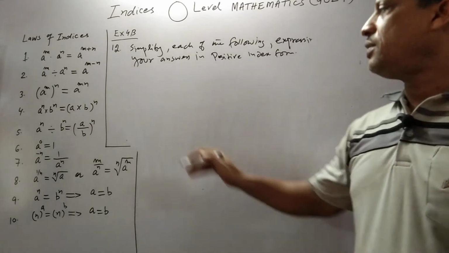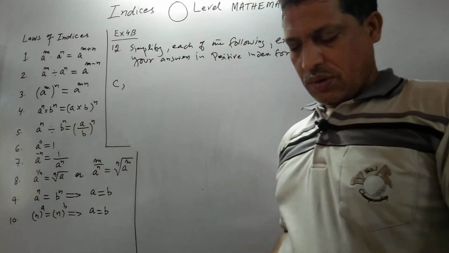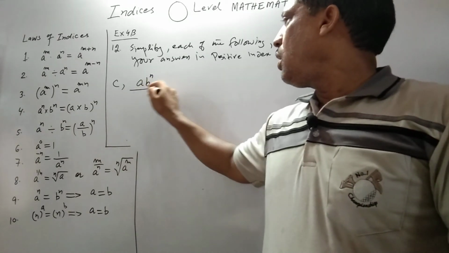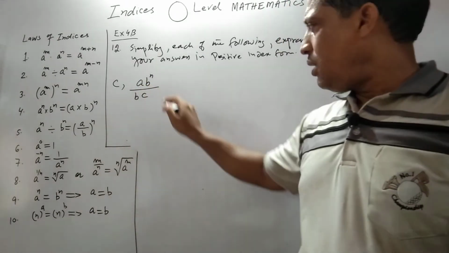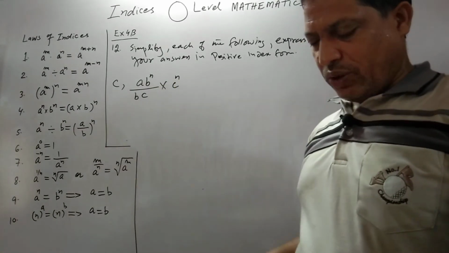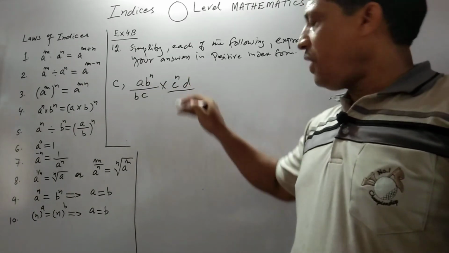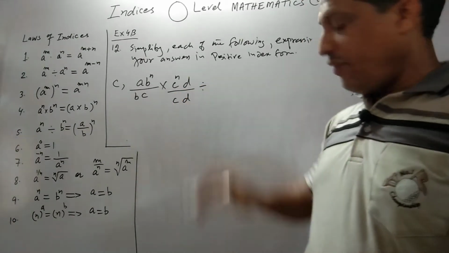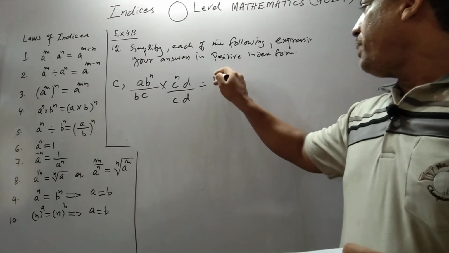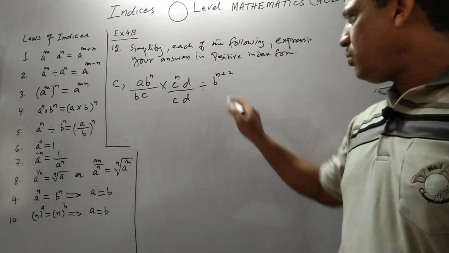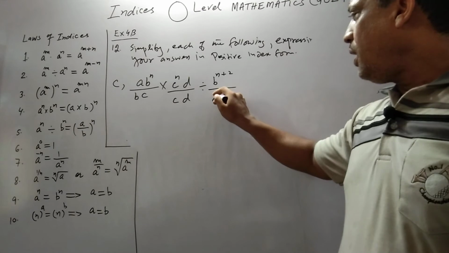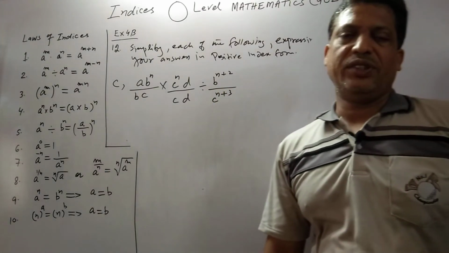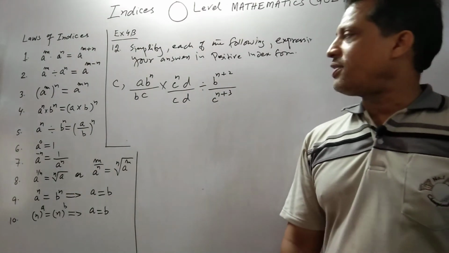Part number C is (a B to the power n upon BC) multiplied by (C to the power n D upon CD), divided by (B to the power n plus 2 upon C to the power n plus 3). Requirement is same. Simplify and give your answer in positive index.